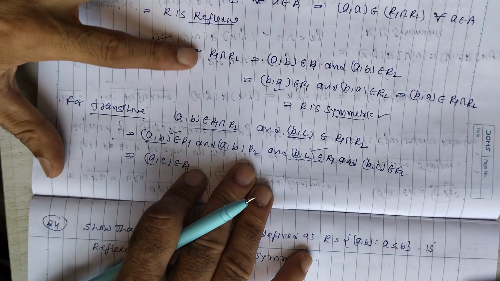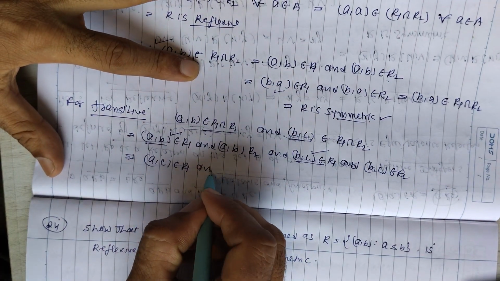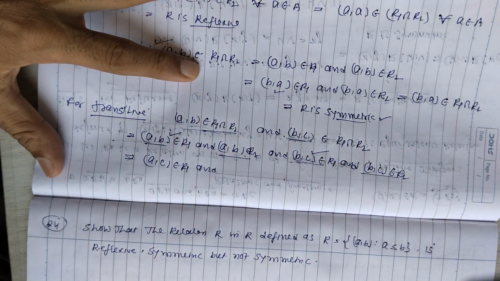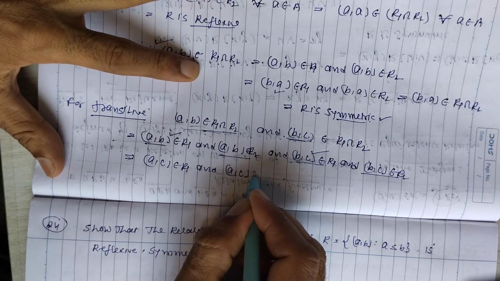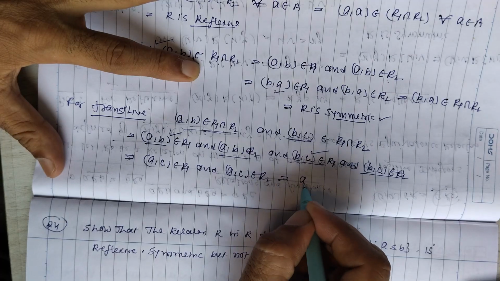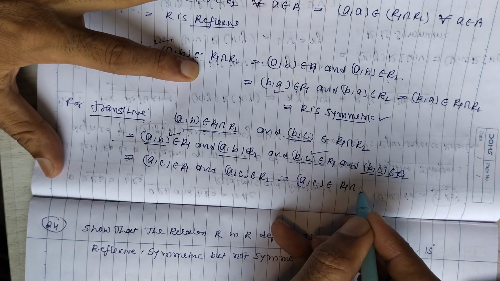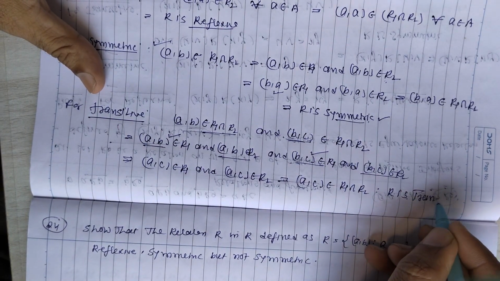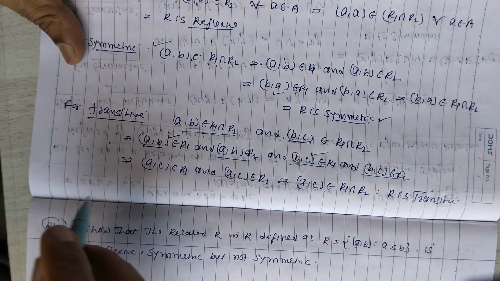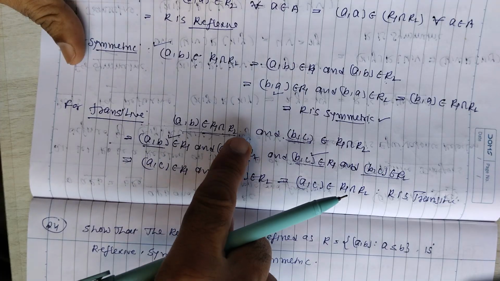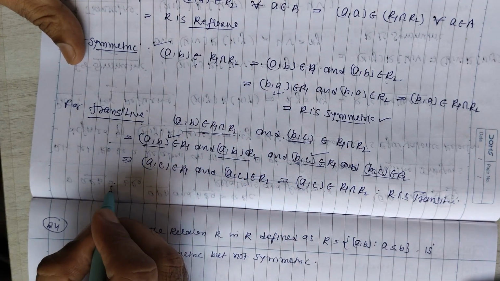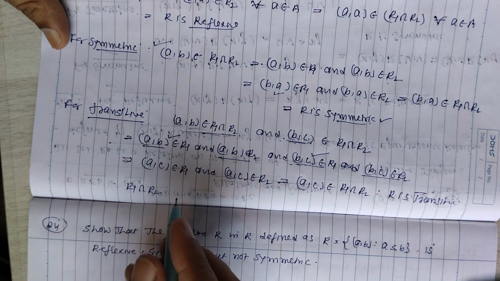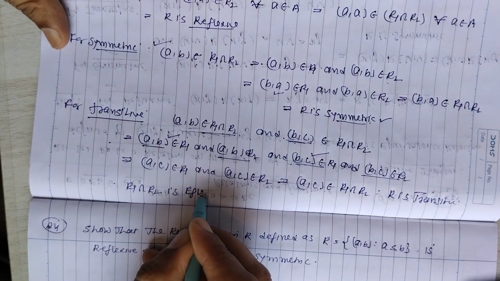Why? R1 is equivalence, it is given, and (A,B) belongs to R2 and (B,C) belongs to R2, and R2 is given equivalence, therefore (A,C) also belongs to R2, which implies that (A,C) belongs to R1 intersection R2, therefore R is transitive. The relation is reflexive as well as symmetric and transitive, so we can say R1 intersection R2 is an equivalence relation.